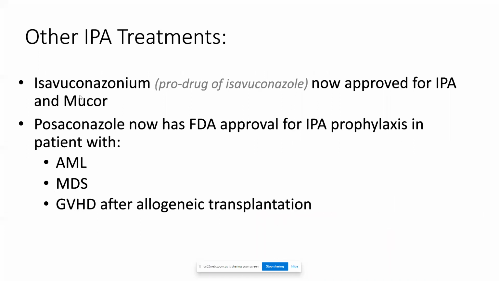So isavuconazonium, this is the prodrug that's now approved for both IPA and Mucor. We use a lot of Posa for this, and they've marketed it in terms of prophylaxis. So if you have these high-risk patients with AML or myelodysplastic syndrome or GVHD after allogeneic transplant, these high-risk patients who are going to be immunosuppressed for a while, they've shown that regular prophylaxis with dosing of Posa can reduce the incidence of IPA.